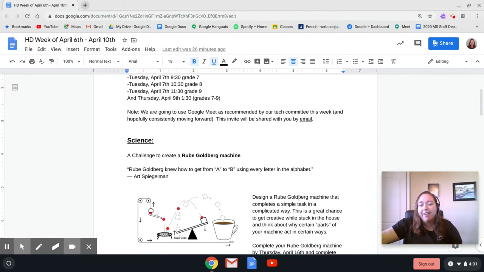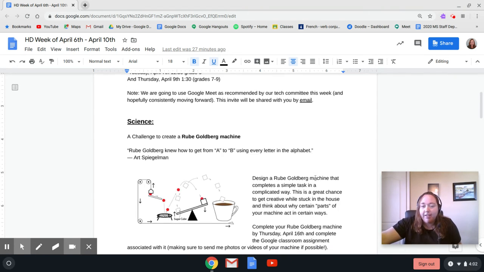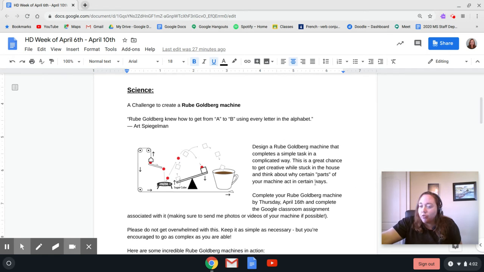So, I have you creating a Rube Goldberg machine. And if you're like, what? What does that mean? I'll give you a little more history on Rube Goldberg in our meeting on Tuesday morning. But essentially, I like this quote of Rube Goldberg: he knew how to get from A to B using every letter of the alphabet. So it's completing a simple task in a complicated way. And if you're still not sure exactly what I'm talking about, it's where you are designing a series of actions where you ultimately will yield a goal. I have a bunch of videos that show you some examples of that. But a Rube Goldberg machine completes a simple task in a complicated way.